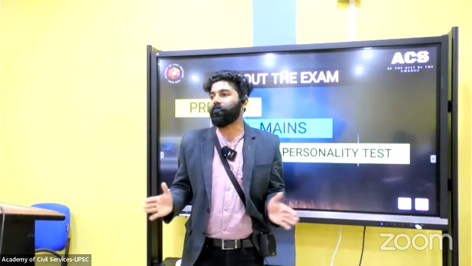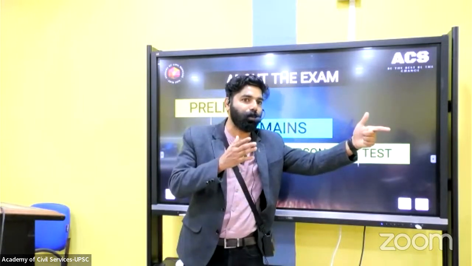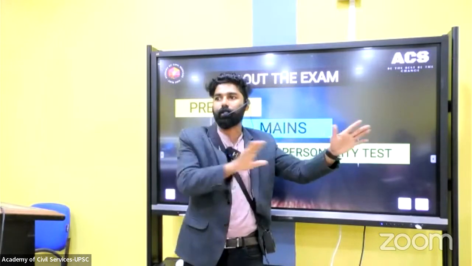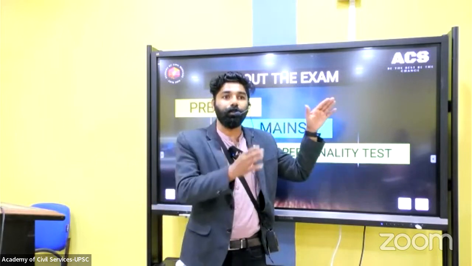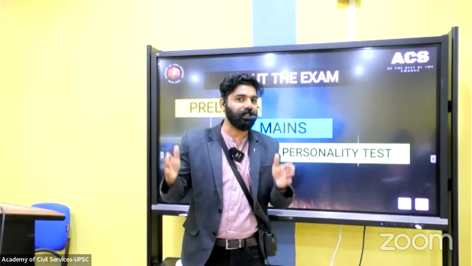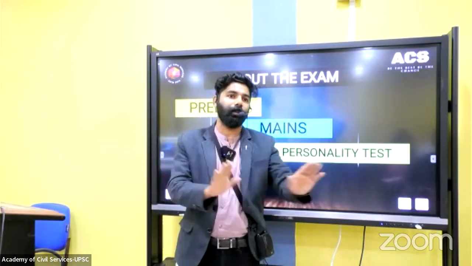But the CSAT paper is just a qualifying paper. Qualifying paper means you have to score a minimum score. If you have scored that minimum, then you are qualified. That means out of 200 marks in the CSAT paper, we have to get 67.7 marks in the case of the UPSC exam. If you are qualified with 67.7 in the CSAT paper, you are eligible to have your GS paper evaluated, or you are eligible to qualify for the mains.